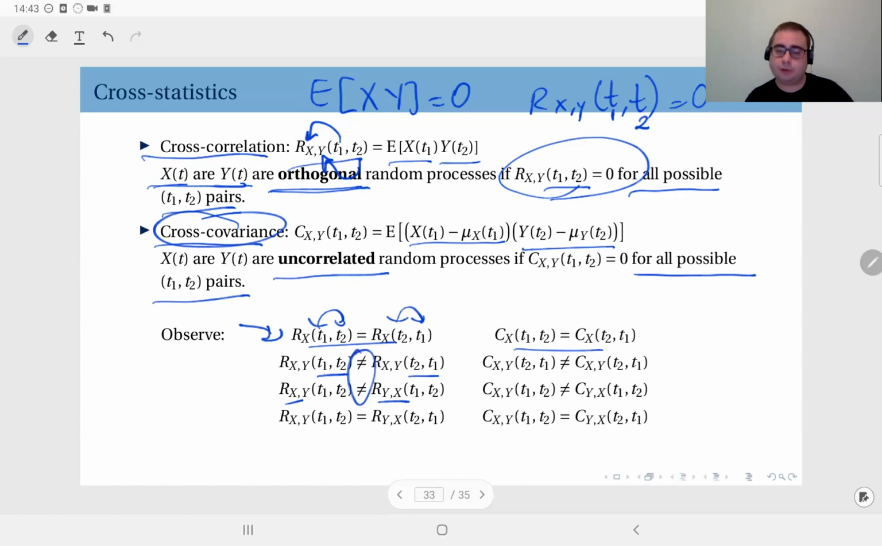Be careful about it, because look at the definition. This is X of t1, Y of t2. If you exchange the time indices, it becomes X of t2, Y of t1. If you exchange the subscripts, it becomes Y of t1, X of t2. Okay, so you have to be careful about these orders. But of course, if you change them together, okay, Y of t2, X of t1, the order stays the same. So the equality is valid in this case. Have to be careful about these definitions.